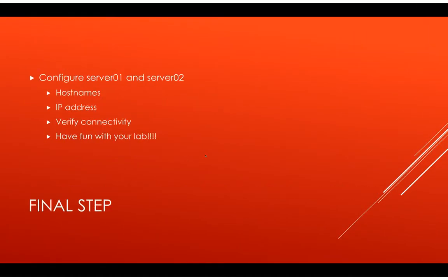And now the next step, the final step, will be to configure your server 1 and server 2. The configuration that you have to do is really minimal. You just need to set a host name and give these servers IP addresses, although it's not a requirement. You can leave the servers using DHCP, but obviously, if you want to have a lot more control over your server, just assign a static IP, verify there's connectivity, and then just play with your lab.